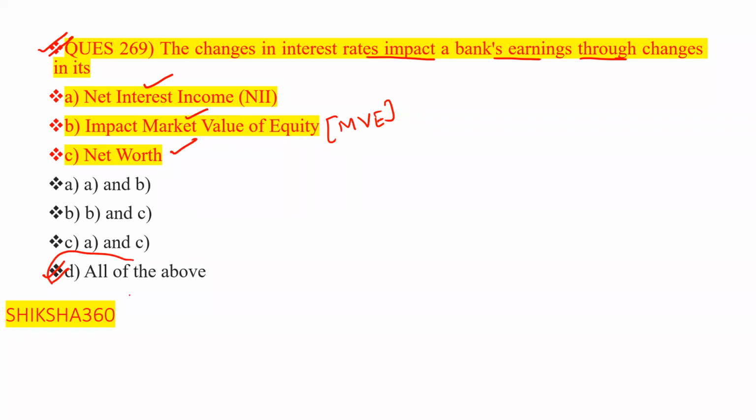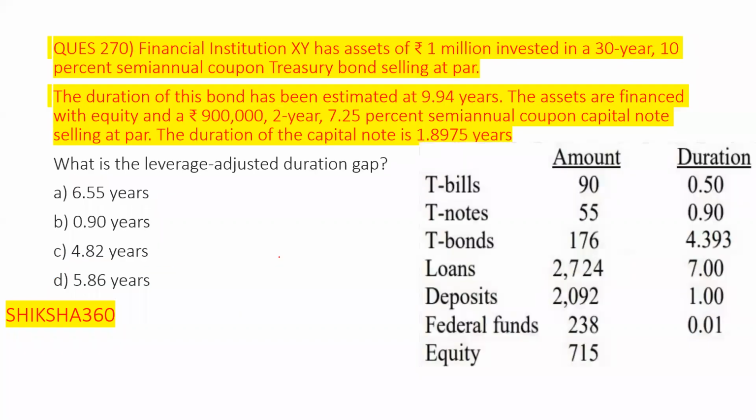Clear? So all the above points are to be correct. Here, option D is the answer. Now move to the next question, 270. I will leave this question; we'll discuss it after some time.